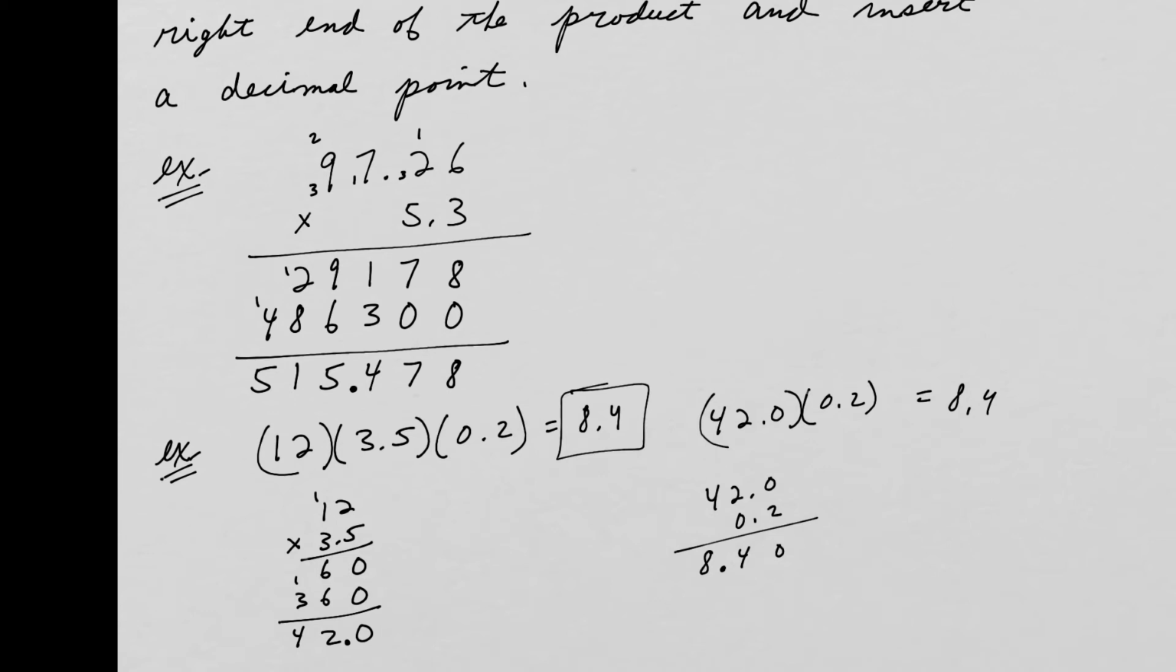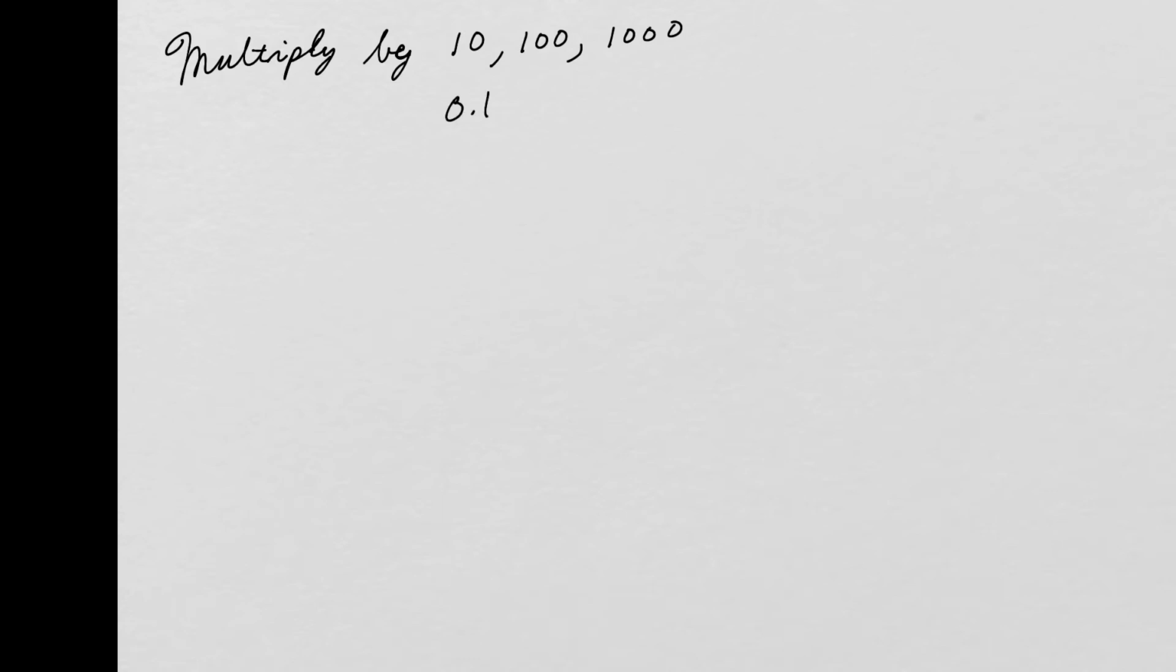All right, what about special cases? What if we multiply by powers of 10? What happens? Let's look at that. So let's say I multiply numbers like 10, 100, 1,000. Or if I go the other way, it could be 0.1, which is 1/10, or 0.01, 1/100th, or 0.001, 1/1,000th, etc. So these are called powers of 10.